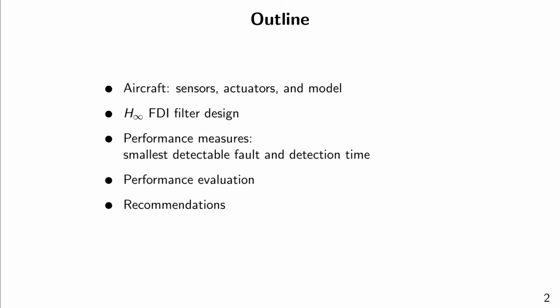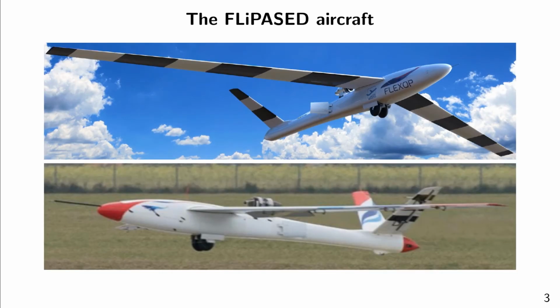satisfactory. Our case study revolves around the flexible aircraft depicted here. It was built for the FLIPACE project. To give you an idea of its dimensions, the wingspan is 7 meters, the aspect ratio is 20, and the takeoff weight is between 55 and 65 kilograms.